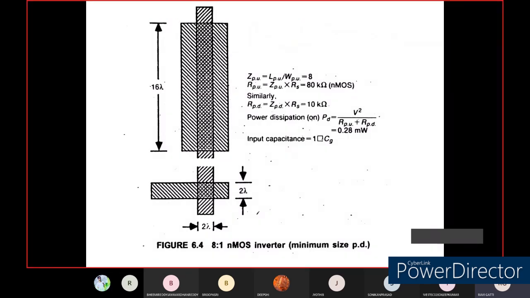So this is one of the 8:1, that is a pull-up and pull-down transmission ratio. You can see here ZPU is nothing but LPU divided by WPU, that is the pull-up transistor. You can see the resistance of the pull-up transistor is ZPU times RS, so you will be getting 80 kilo ohm. Similarly the pull-down transistor is a 1:1 ratio. The power dissipation and input capacitance is 1 unit capacitance, that is CG. So this is one of the simple NMOS inverters.